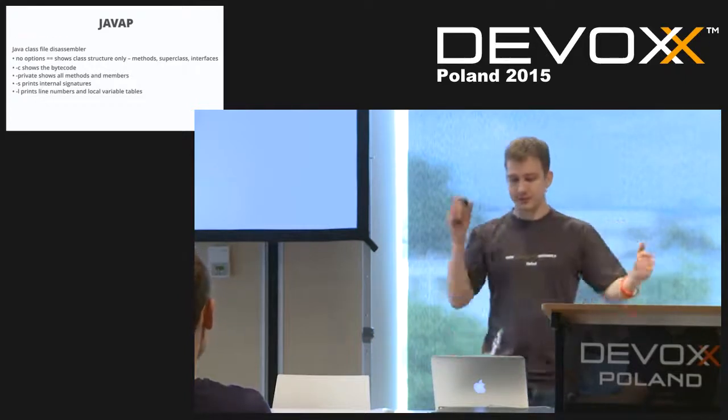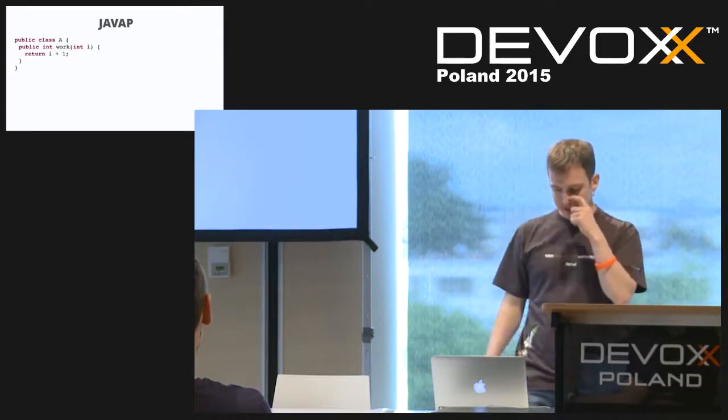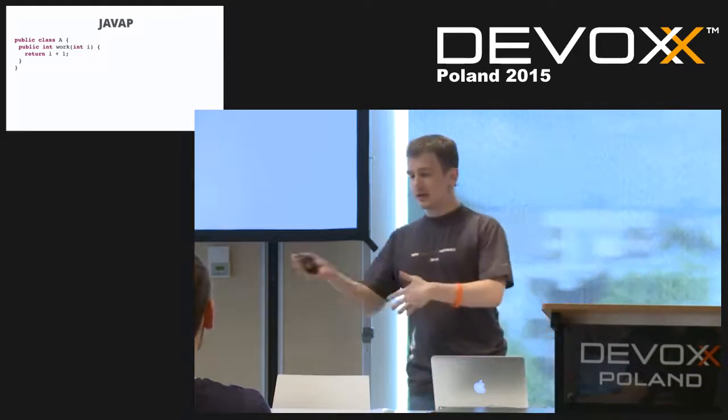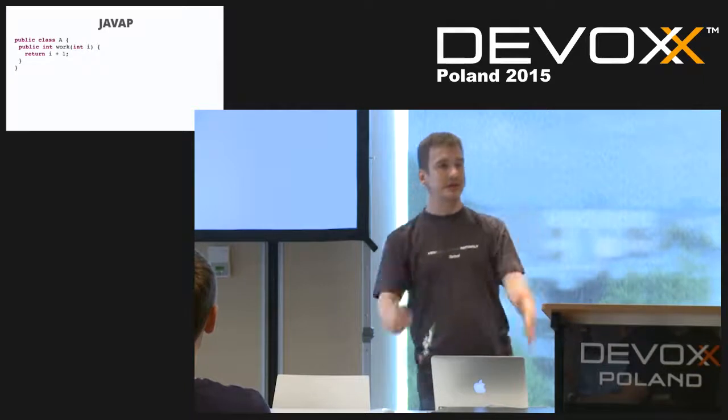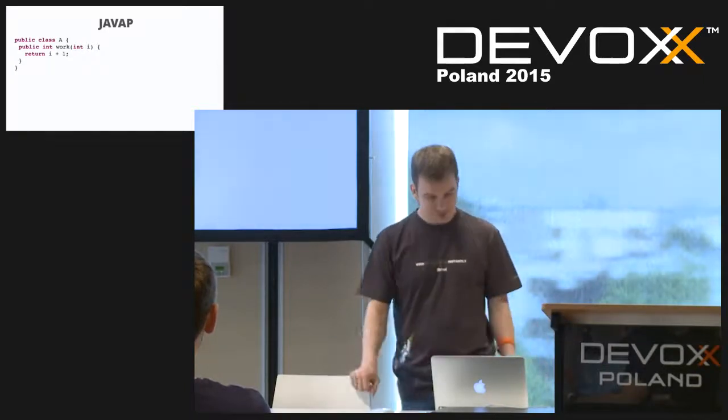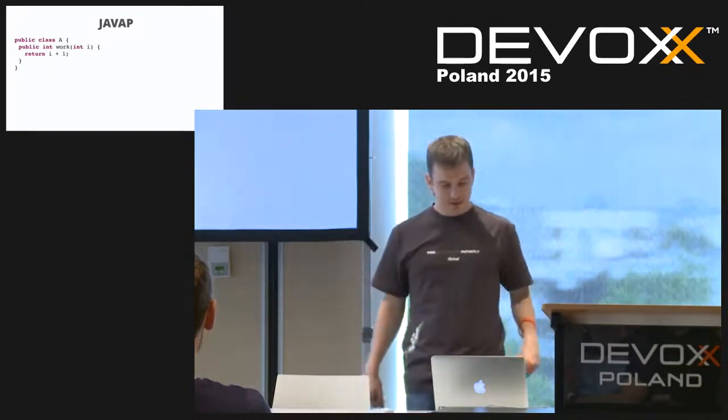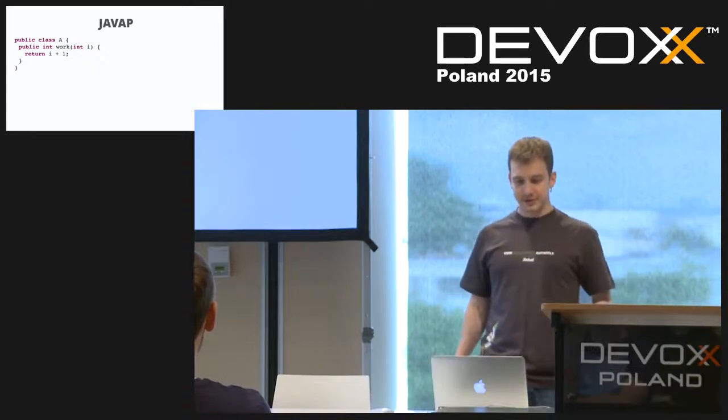So we'll go through a number of examples and see how Java code compiles to instructions and start figuring it out. We have a really simple class with a simple method called work, because I'm predictable like that.